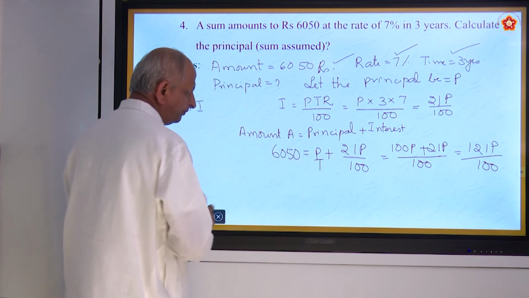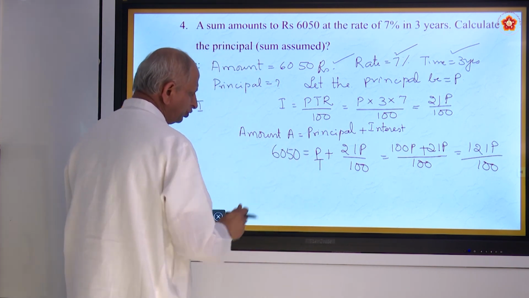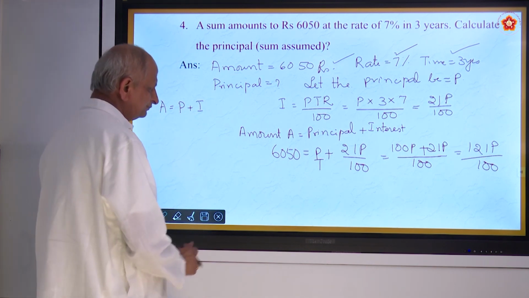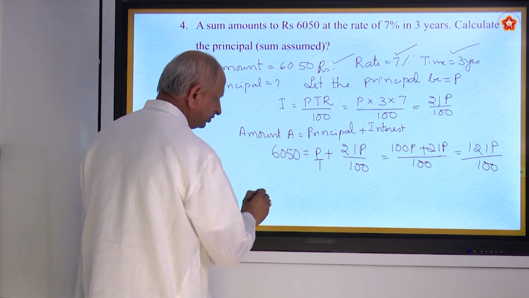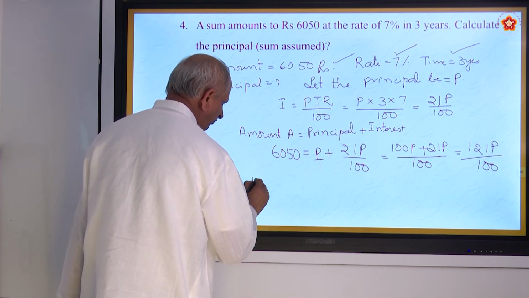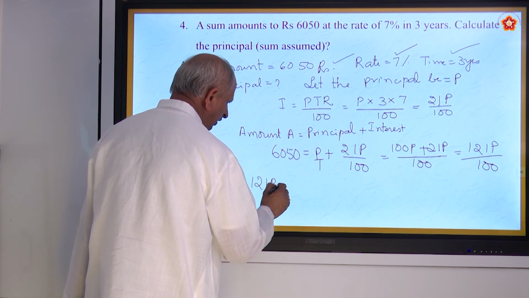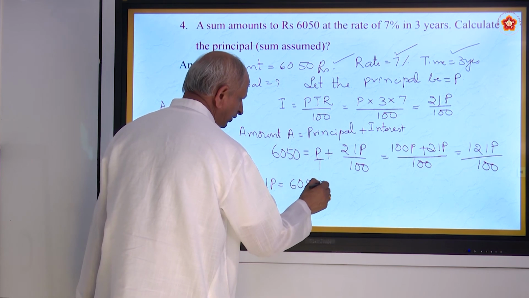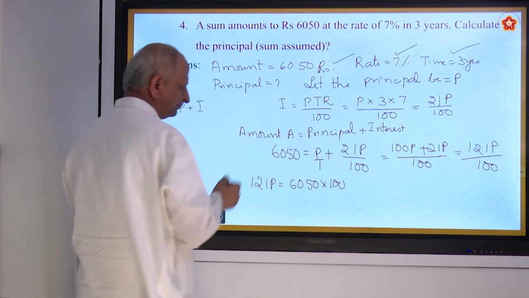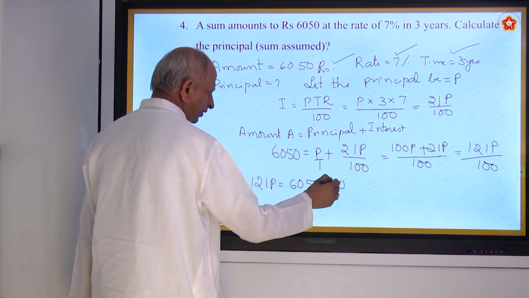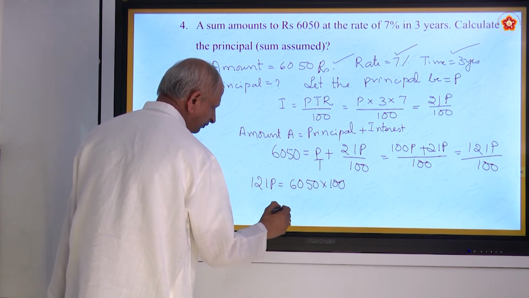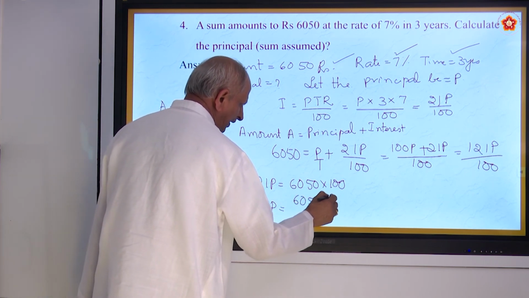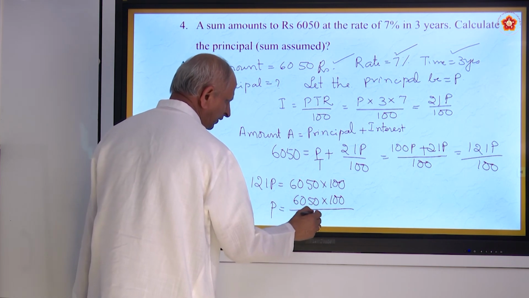Now what you have to find out? P you have to find out, right? So 121 into P by 100 is equal to 6050. So you have 121P is equal to 6050 into 100. Cross multiply. So we have to find out P, right? So P is equal to 6050 into 100 by 121.